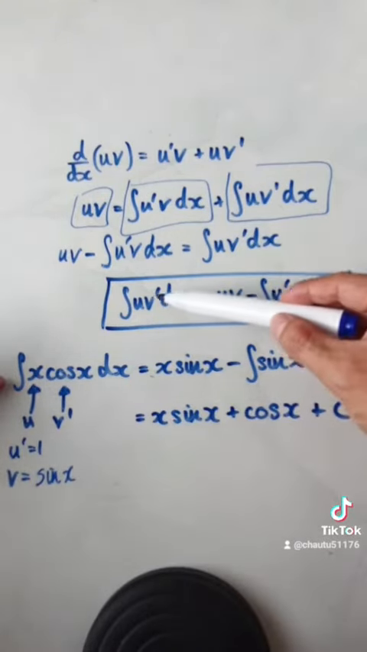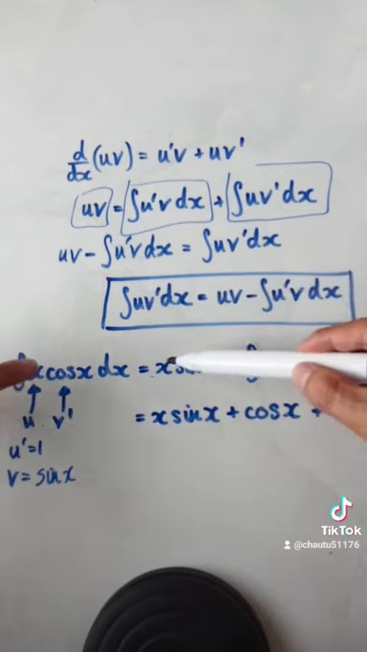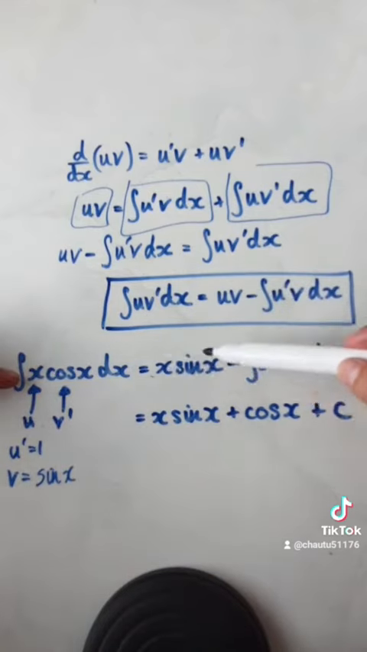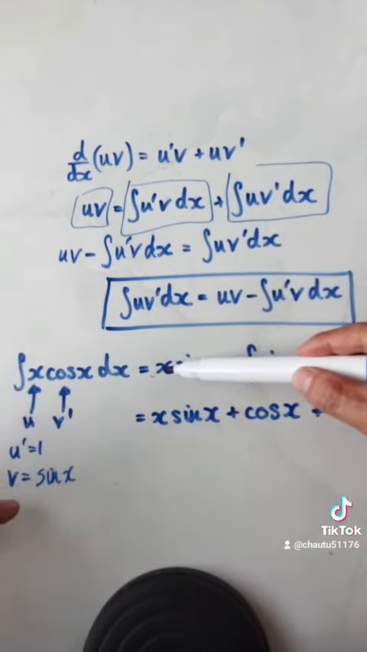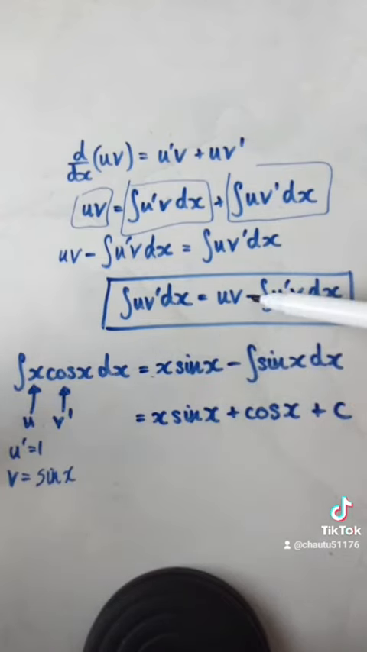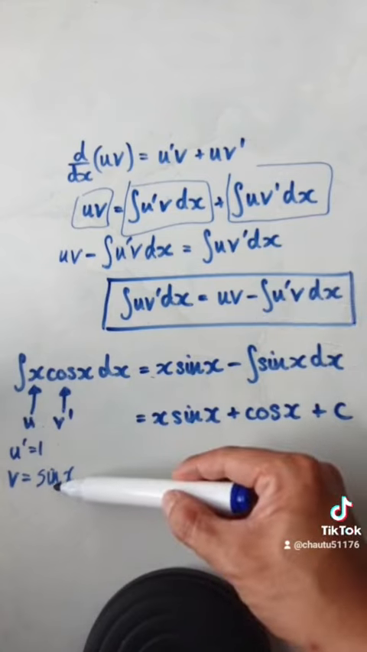So now we can use the formula. The formula says that if you're trying to integrate one thing times another thing, then you simply get u times v. So get u, which is x, times v, which is sine x. That's this thing here. And then minus the integral, and then u prime. Well, u prime is 1. 1 times v. v is sine of x.